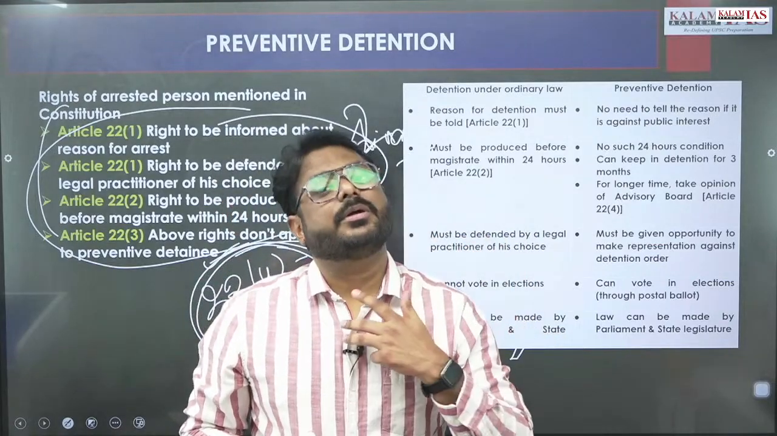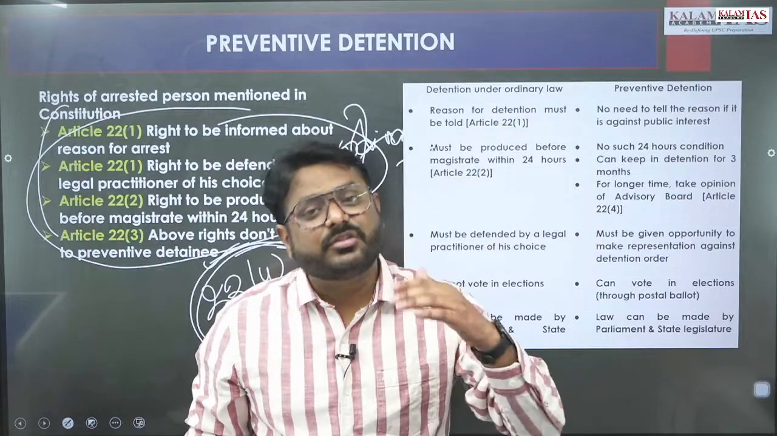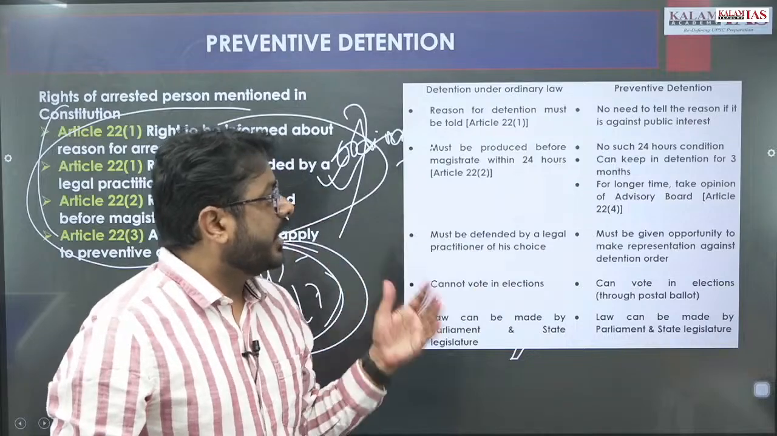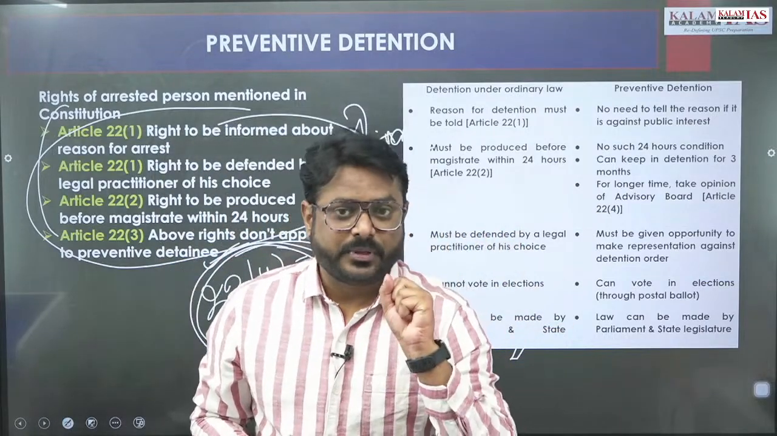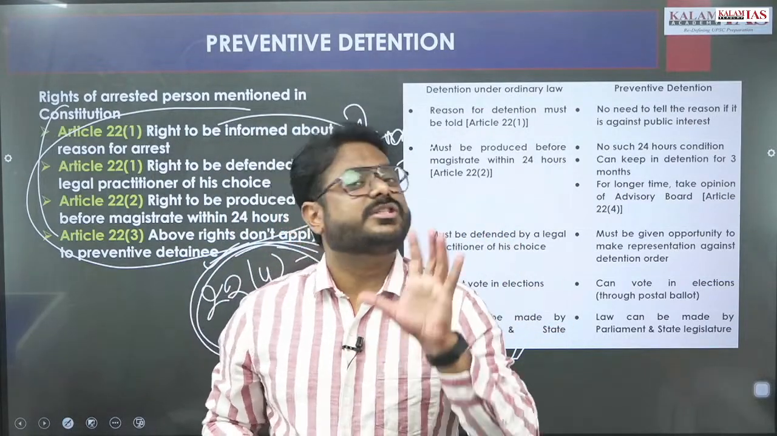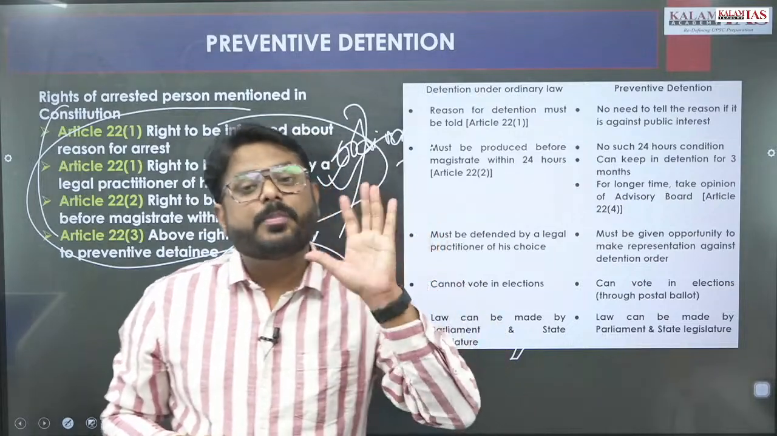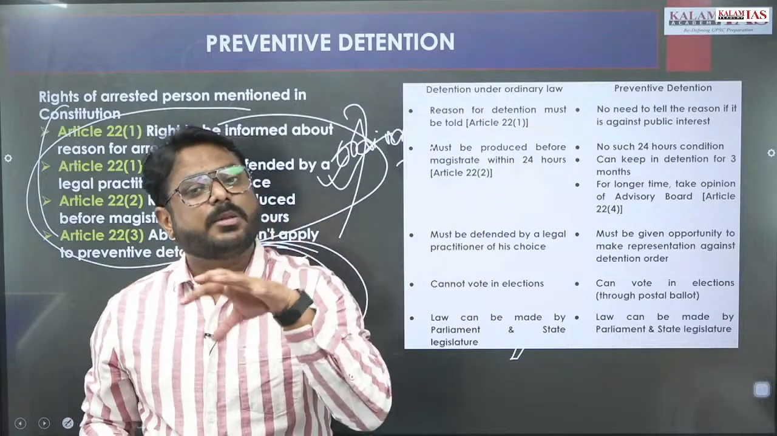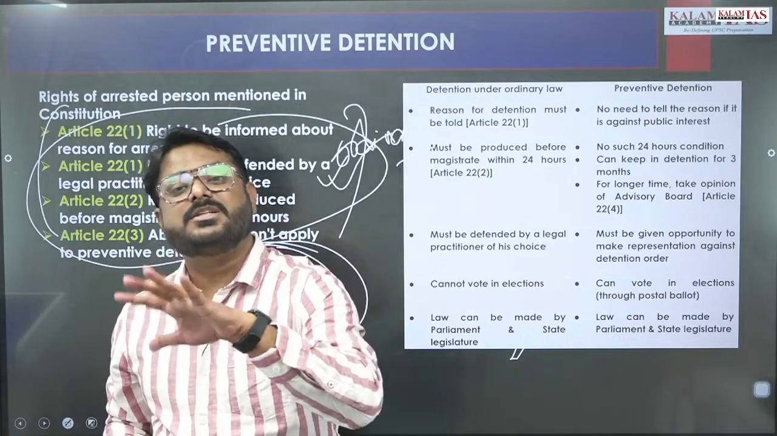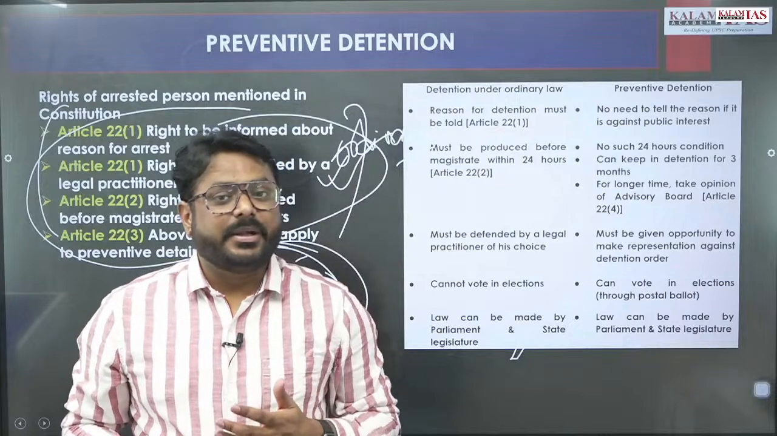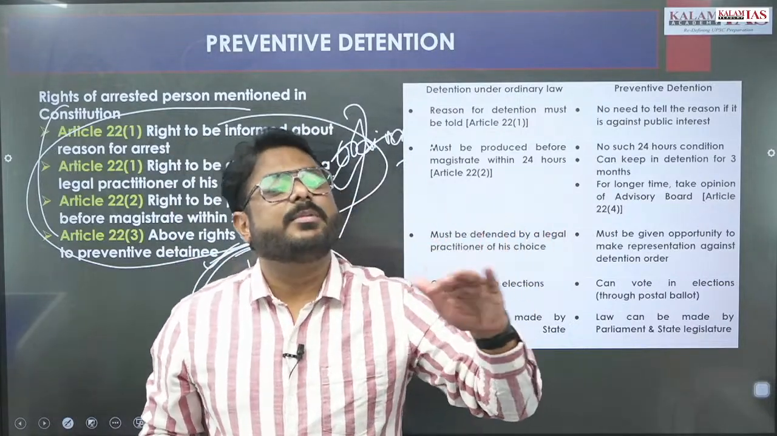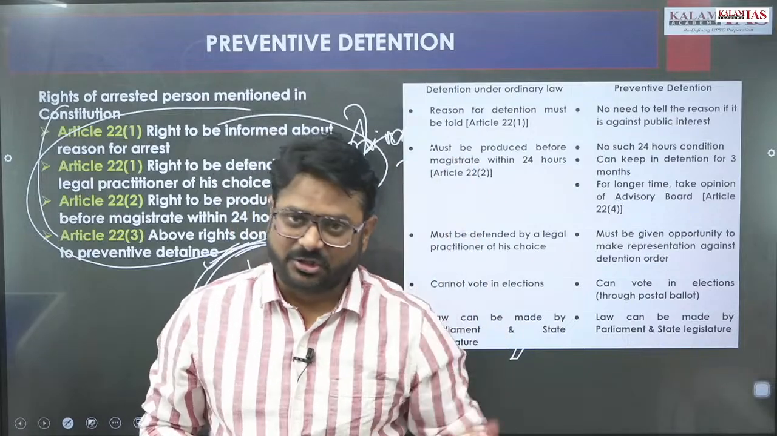And even if the detention is required after the 3 months, that is also possible, but for that the advisory board has to be set up. And if that advisory board says that yes, more detention is required of that particular person, because that particular person may commit some kind of crime, criminal activity, right. So that preventive detention can further be extended from the 3 months also.